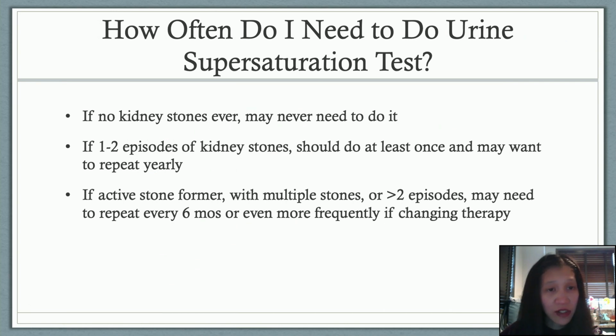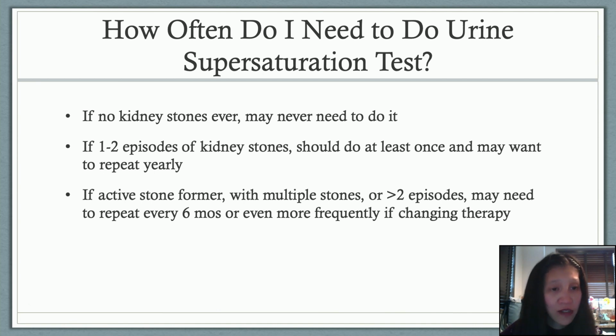So how often do I need to do a urine supersaturation test? Well, basically, if you have no kidney stones ever and you've never had any, no one in your family even has any, you may never need to do it. However, if you do have even just one episode of kidney stones, or especially if you have a second episode, I generally recommend doing this test at least once, and then you may want to repeat it yearly, just to make sure that you're doing well on your fluid intake and your preventative measures.